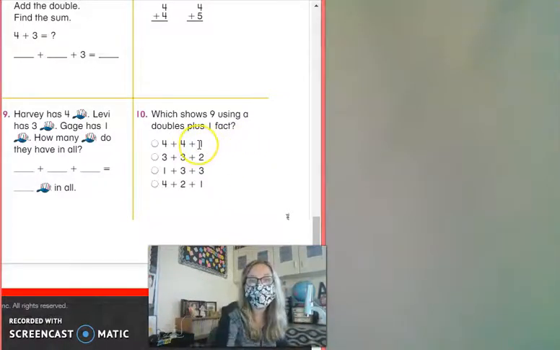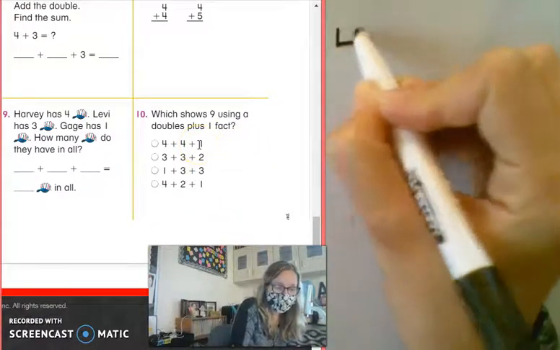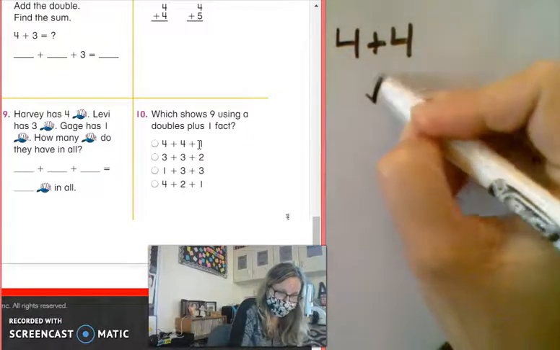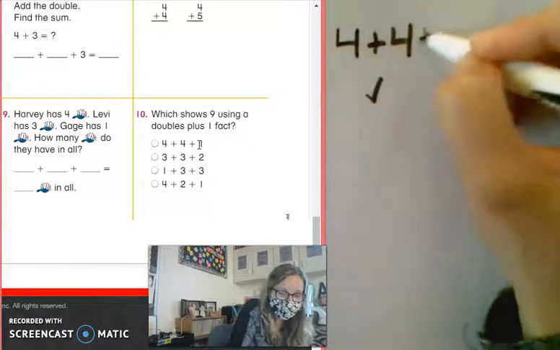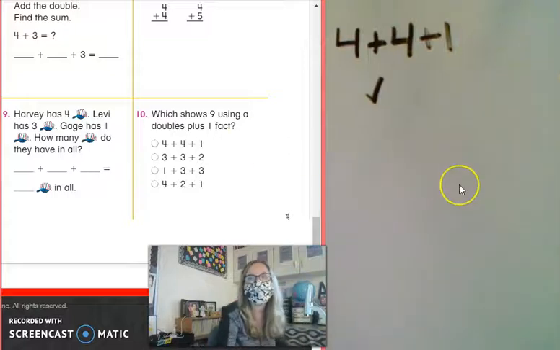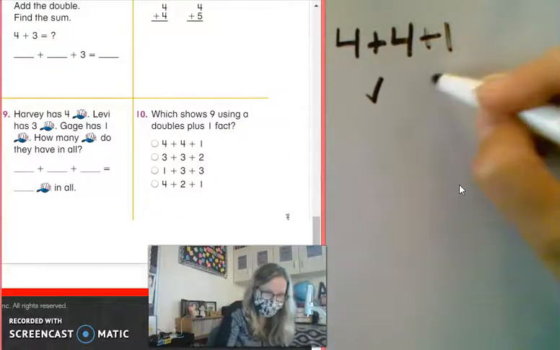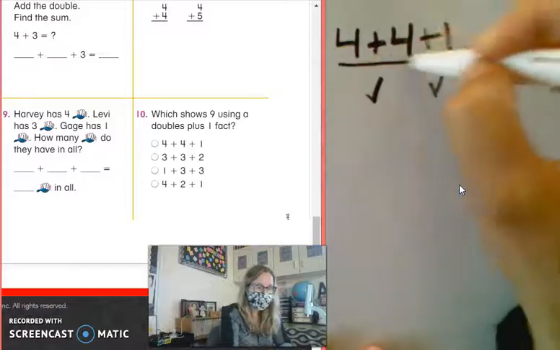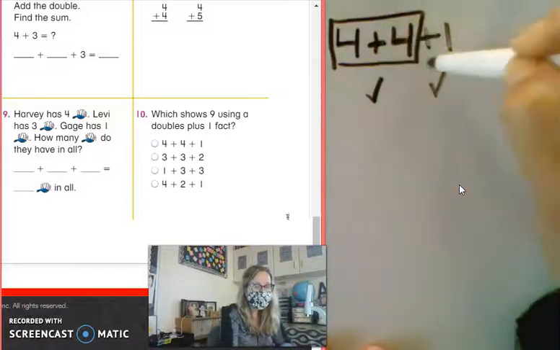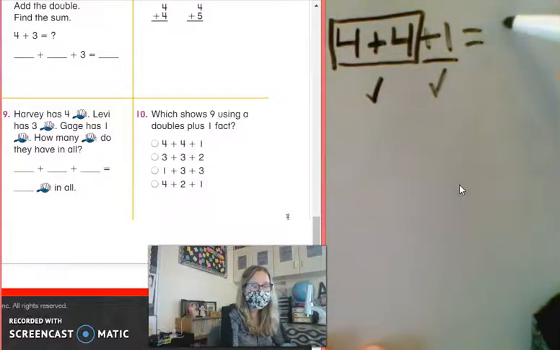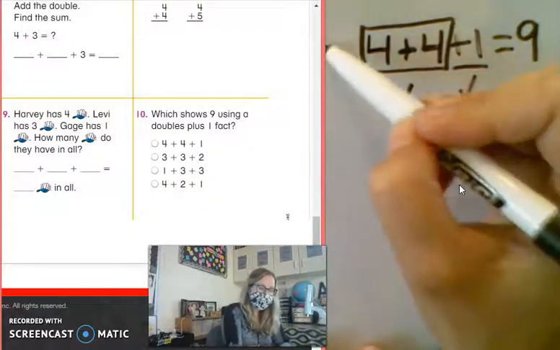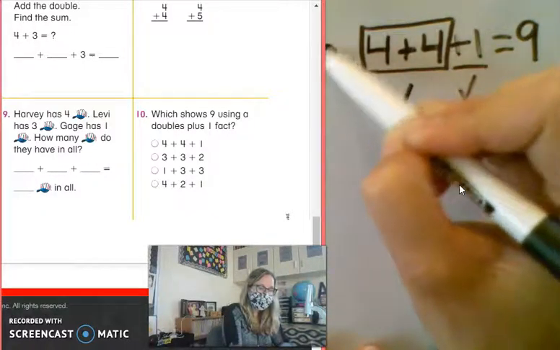So for the first one, we have 4 plus 4. Is that a doubles? Yeah. Okay, so we got that part. Then it says plus 1. So is it a doubles plus 1? Yeah, we got that part. Now we have to see if it equals 9. 4 plus 4 is 8, plus 1 more equals 9. So does that one work? Yep, you can fill in the circle next to that one.